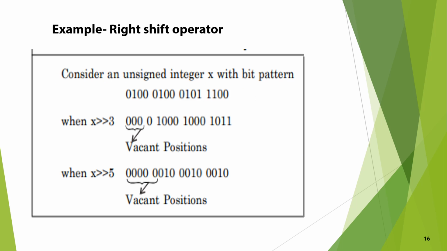We will see again one example of right shift operator. Here one integer x is given with its bit pattern, and we want to shift this pattern 3 positions towards right. So whenever 3 positions are shifted, then the last 3 bits 1 0 0 will not be there in the resultant pattern. So from right we are having only this 1. So this 1 1 0 1.